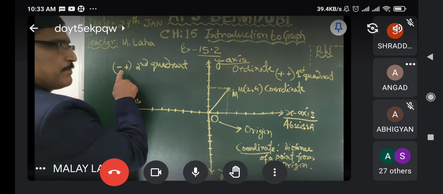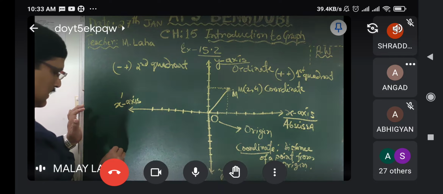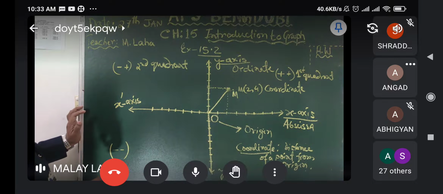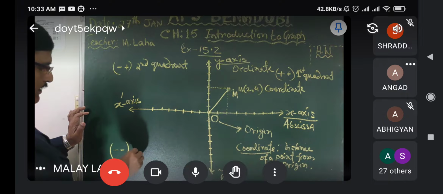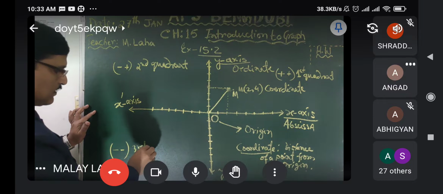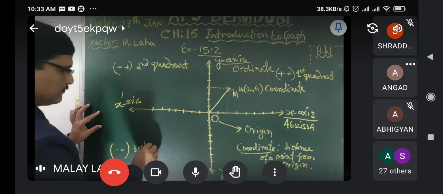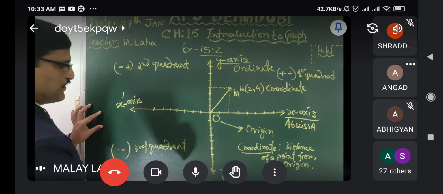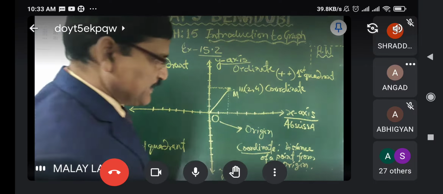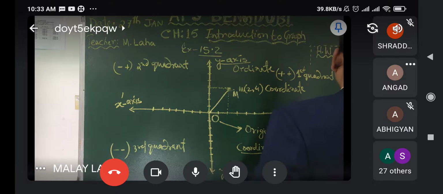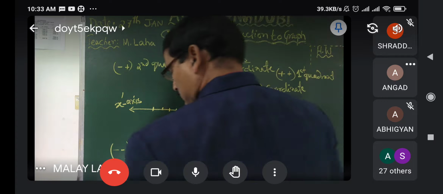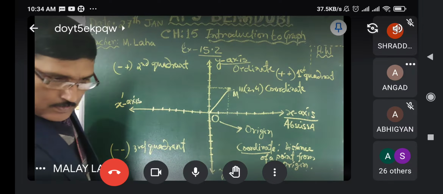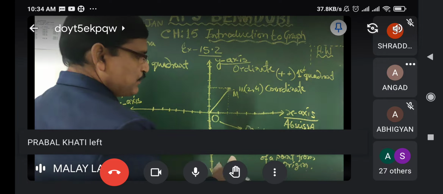That means minus plus. And this is the third quadrant. Both x-axis and y-axis have negative parts. That is the third quadrant. Please note down the initial part because this will be a part of MCQ. This is the part of MCQ. Now this part, I'm rubbing it. Have you written this part?